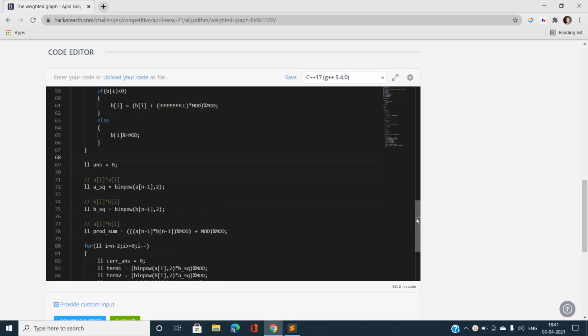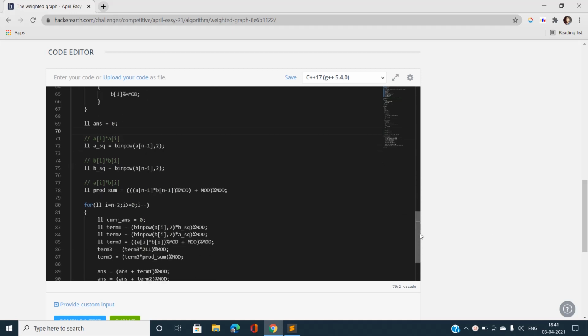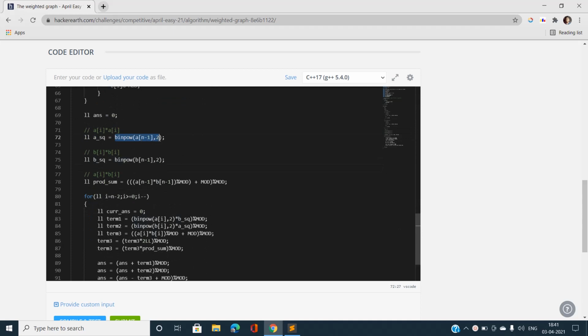Now you can see I have answer initialized as 0, and now I have three terms, that is, as I've already said, product ai into bi, ai square and bi square, and I need to calculate in reverse manner, that is in suffix way. Okay, suffix sum. Now a square is initialized with a of n minus 1 square, and b square is initialized with b of n minus 1 square, and prod sum, that is product sum ai into bi, is initialized with a of n minus 1 into b of n minus 1 modulus plus, if this is going to be maybe negative, you can also just skip this term, plus mod, and the entire mod.